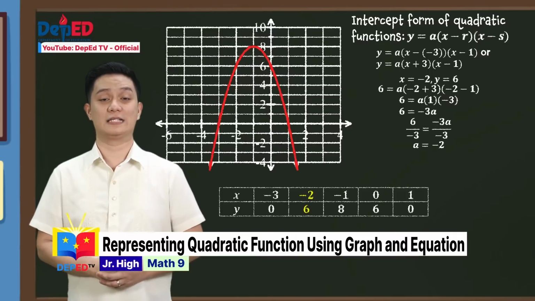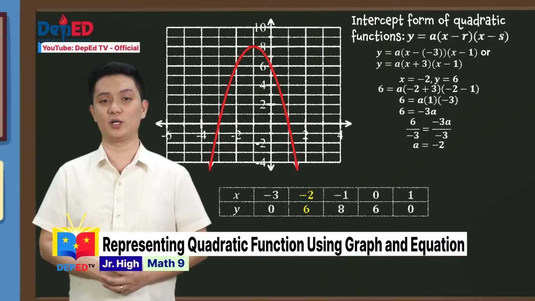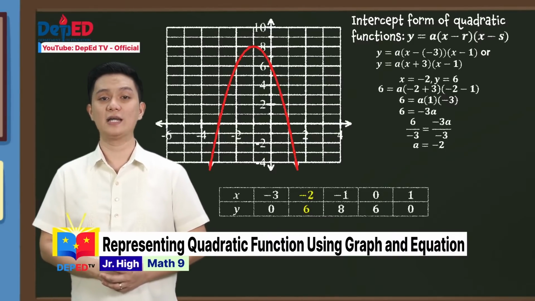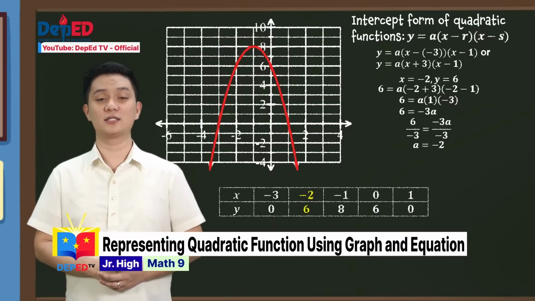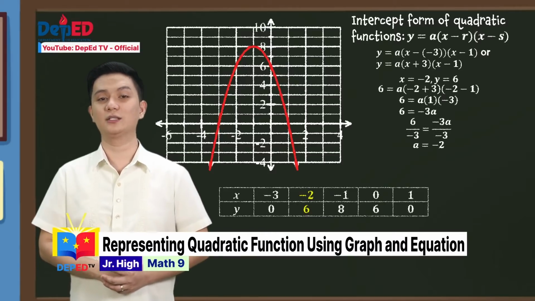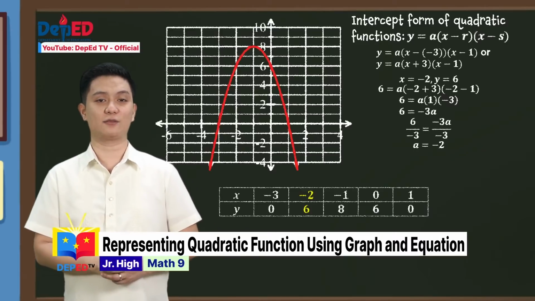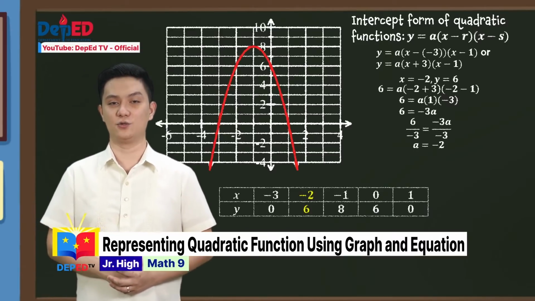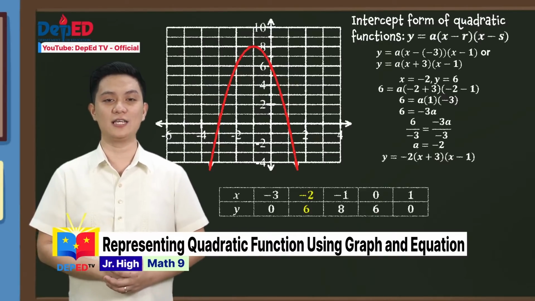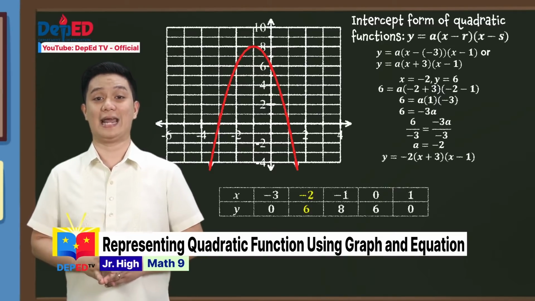So we have 6 is equal to a times the quantity -2 plus 3 times the quantity -2 minus 1. Therefore, 6 must be equal to a times 1 times -3, and 6 must be equal to -3a. By dividing both sides by -3, we get that a is -2. Hence, the equation can now be rewritten as y is equal to -2 times the binomials x plus 3 and x minus 1.